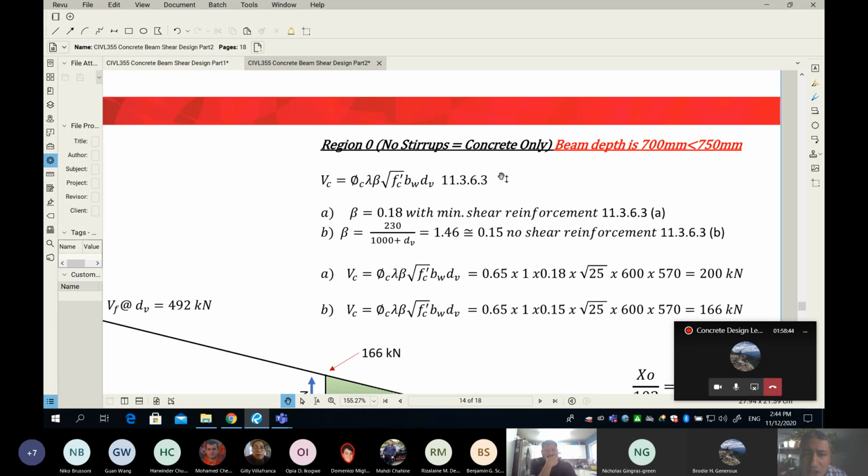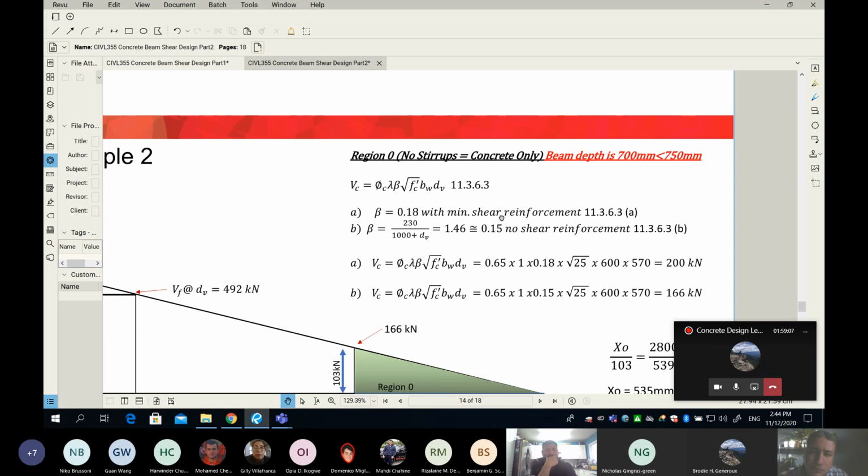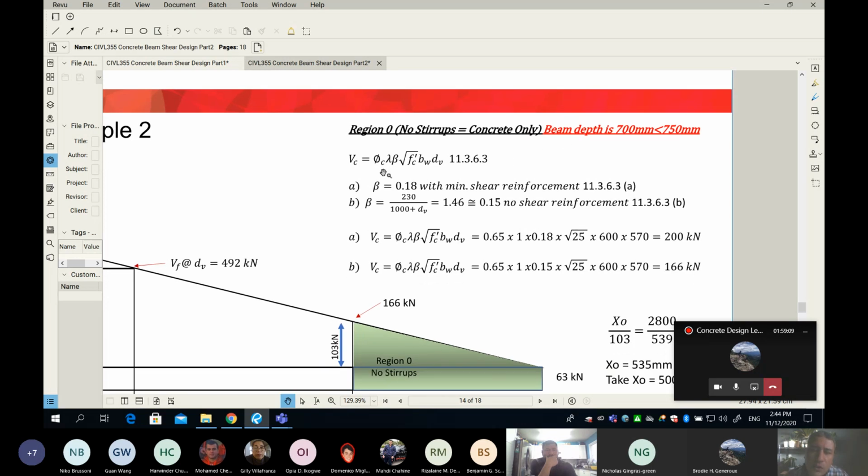So number one, write the description of the zone. And why did I say here no stirrups? Because of the beam depth. So if I go back and change this problem and make it 800, the solution will change, because zone number 0 or region number 0 cannot be without stirrups, because the code says you cannot. Anyway, for this problem, I'll make it simple.